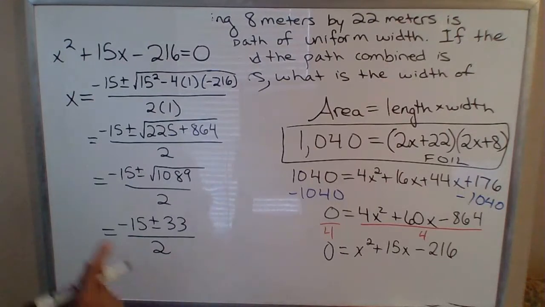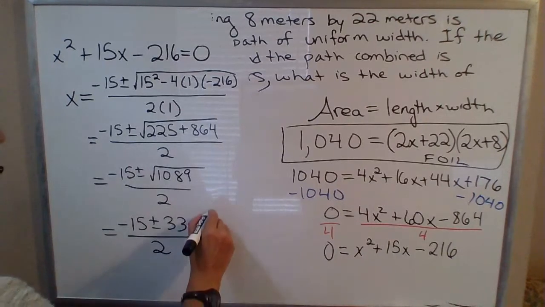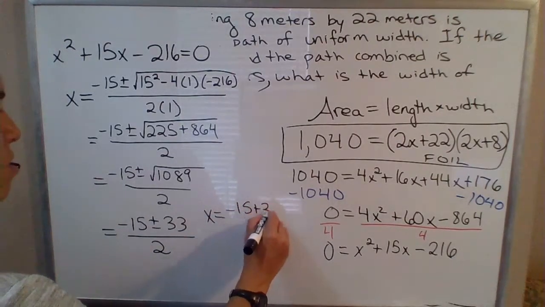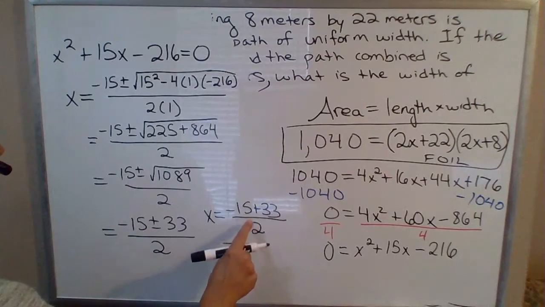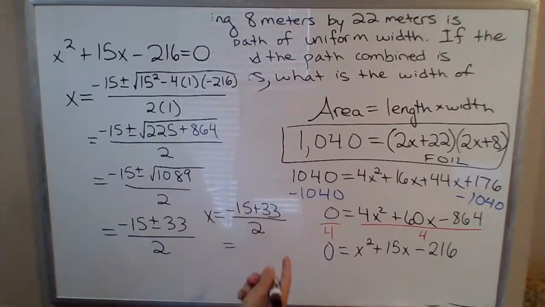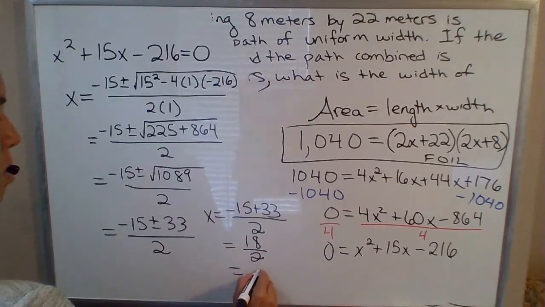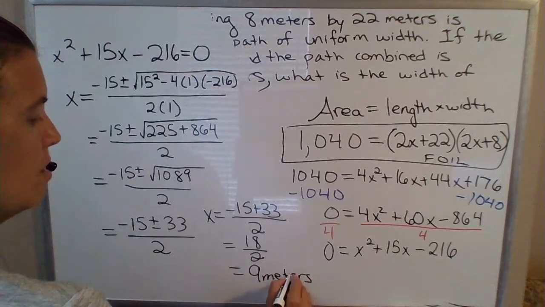Also, remember that x is the width of the path. If I do negative 15 minus 33, I'm going to have a negative number divided by 2. That's going to give me a negative answer. I know that that can't be the value that I'm looking for. So the value that I'm actually looking for here would be negative 15 plus 33, because that'll give me a positive number divided by 2. And that'll give us, what, positive 15 plus 3, so 18 divided by 2, so 9 meters for that path.